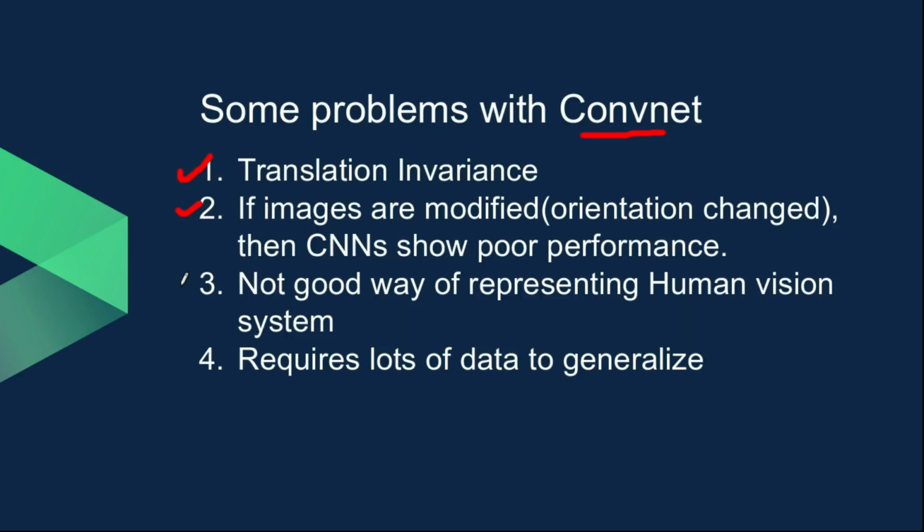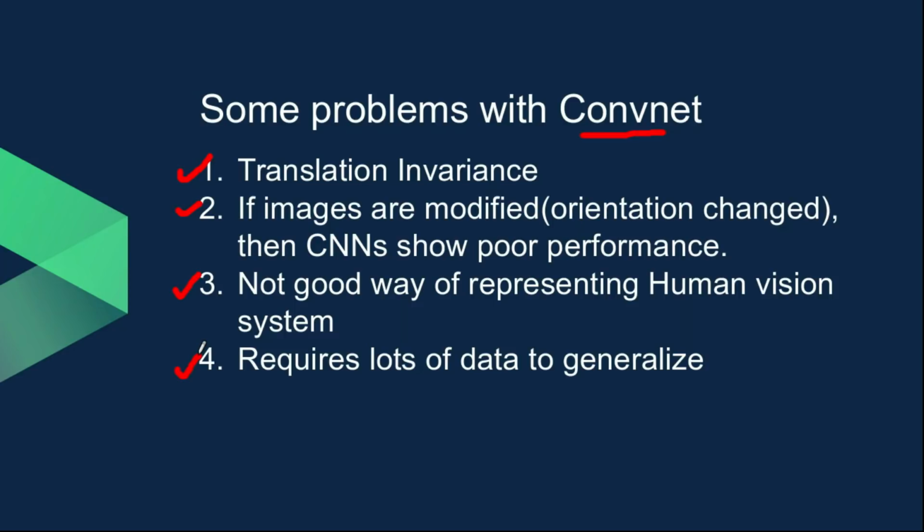We human beings have the most advanced vision system, and we have to take examples from ourselves if we are going to improve neural networks for computer vision. And it has been put out in this research paper that convnets are still not a way of representing the human vision system.